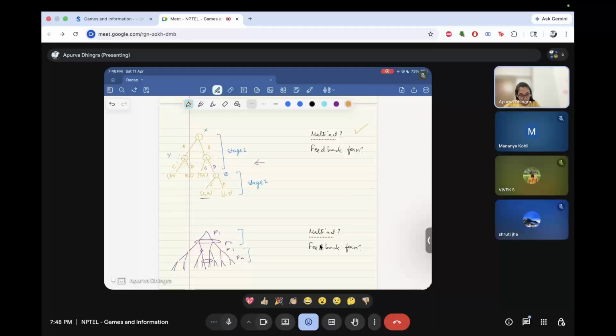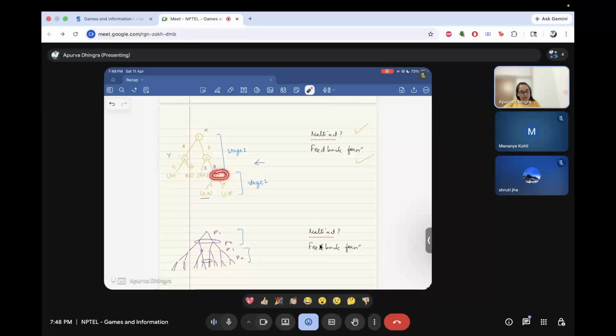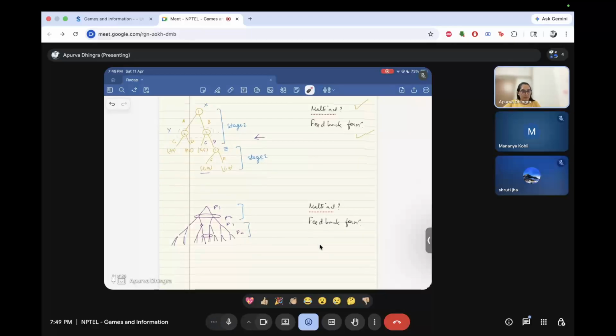For example, in this example, this is a multi-act game. Player 1 is playing twice, here and here. That's when the stage is changing. Player 2 is only playing once, so okay. Next, feedback form. This is also an example of feedback form because player 2 is starting, player 1 is starting the next stage and he knows the conclusion of the previous game, and he's actually starting at only one of those nodes. He's not starting at all of them. And that information is not lost anywhere further on. So this is feedback form also.